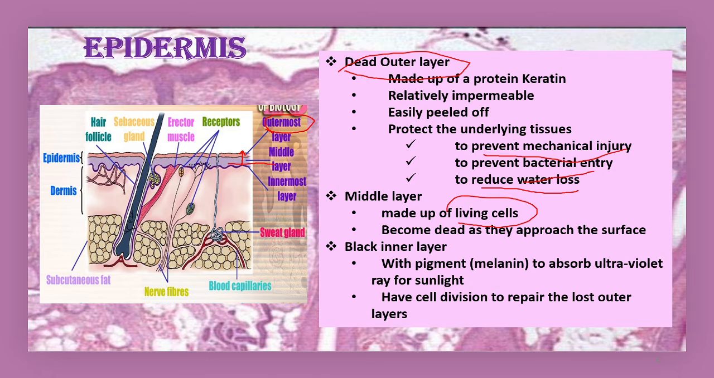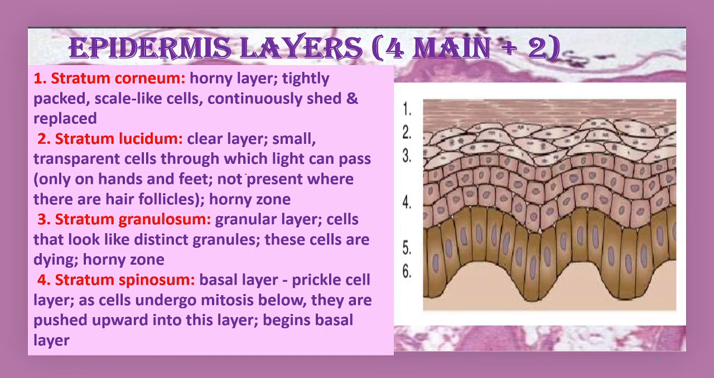And the innermost layer, you can see, is black in color. Why? Because there is secretion of a pigment called melanin, and this melanin pigment absorbs ultraviolet rays and protects us from the UV rays. Thus, the cells divide to repair the lost outer layers. So these are the things which are taking place in this very thin layer that is called the epidermis.